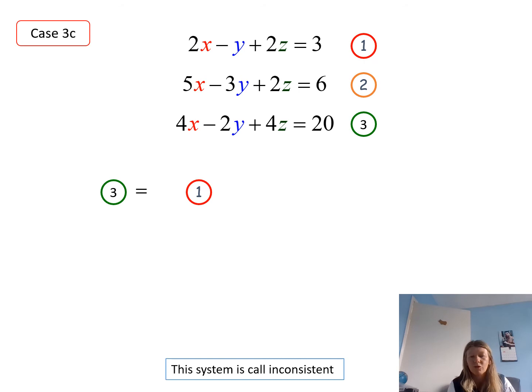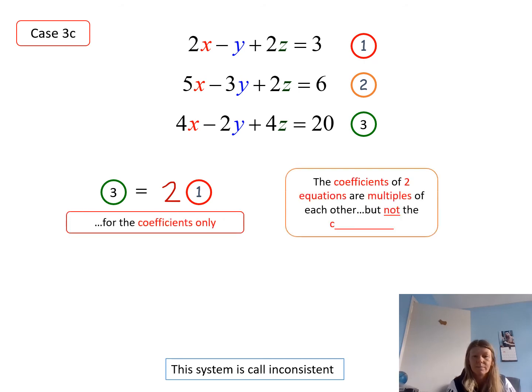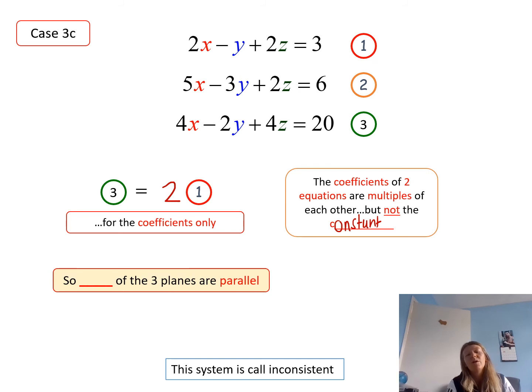So what we'll do to look at these, we see that row 3 is in fact, because we've seen it before, two lots of row 1. So those two planes are parallel. The coefficients of the two equations are multiples of each other, but not the constant. Doesn't matter about the constant. In other words, that 3 and the 20 are not really doing anything. So we wouldn't go really any further as soon as we found something's parallel.